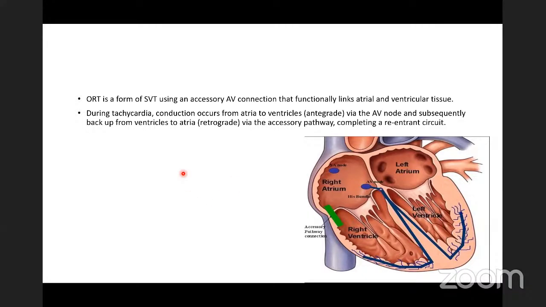So during tachycardia, conduction occurs from atrium to ventricle antegrade. Antegrade means from atrium to ventricle through the AV node, and then subsequently back from ventricle to atria retrograde through the accessory pathway. And that is how a re-entrant circuit is formed.